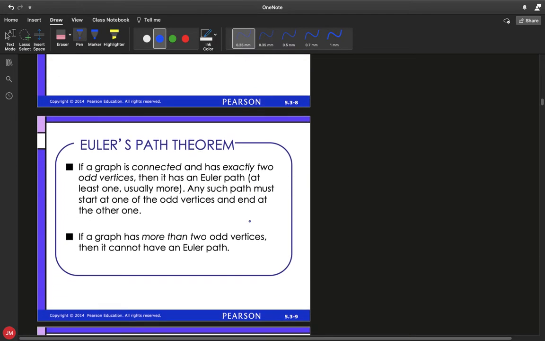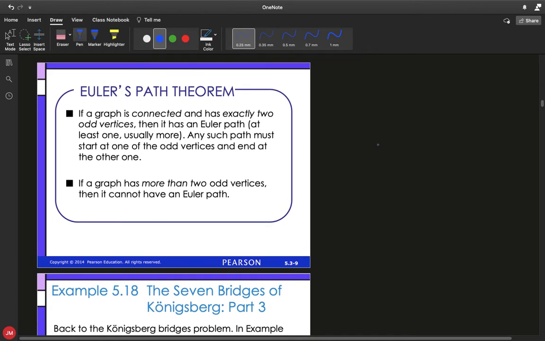But let's talk about the path theorem, because that's really where our problem with the bridges of Königsberg example comes into play. So Euler's path theorem is similar but a little bit different. If the graph is connected and has exactly two odd vertices, then it has an Euler path. Again, at least one, usually more. Any such path must start at one of the odd vertices and end at the other one.